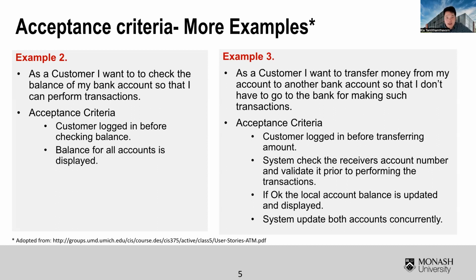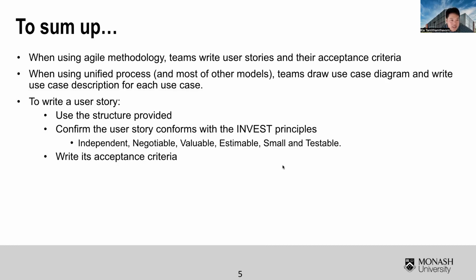Yeah, I'm glad this clarified your confusion. Okay, so to sum up, when using agile methodologies, teams write user stories and their acceptance criteria. Very important in agile, everyone uses it nowadays. Without user stories, we don't know what to develop. Without acceptance criteria, we don't know whether the user story is met or not.